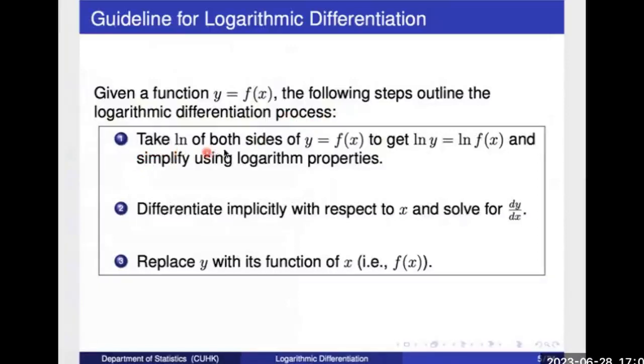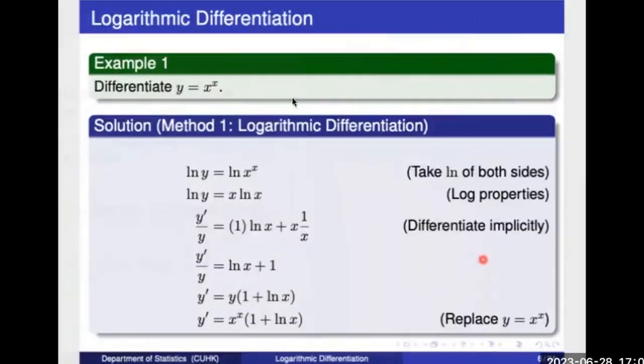First, take the natural logarithm of both sides of y equals f of x to get natural logarithm of y equals natural logarithm of f of x and simplify using logarithm properties. Second, differentiate implicitly with respect to x and solve for dy over dx. Third, replace y with its function of x, that is f of x. Let's take a look at an example on the next slide.